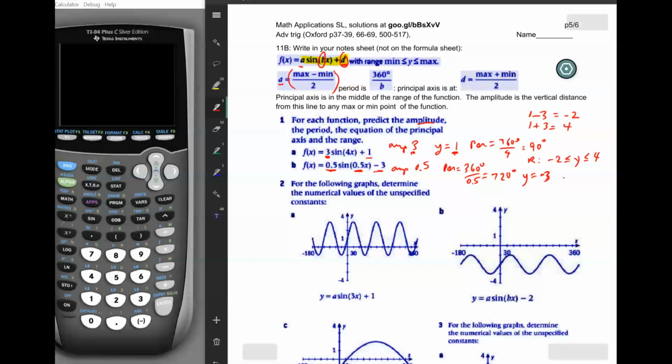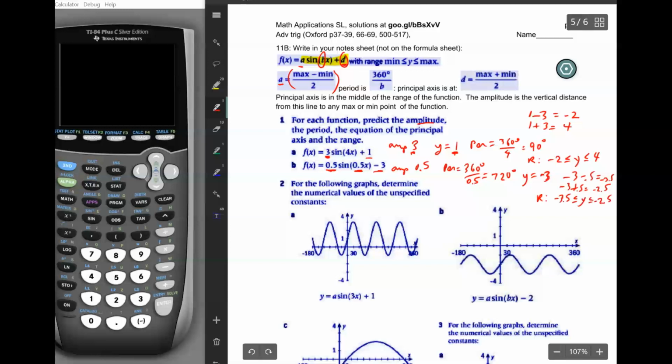So it would be -3 minus 0.5, which is equal to -3.5, and -3 plus 0.5, which would be equal to -2.5. So our range is going to be -3.5 less than or equal to y is less than or equal to -2.5.